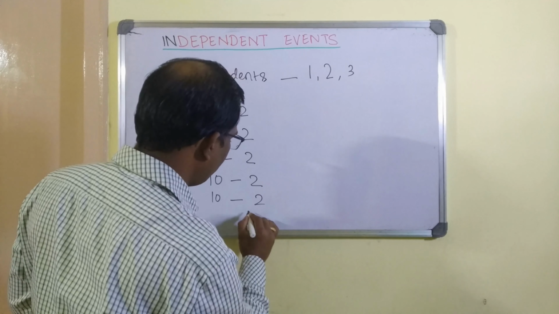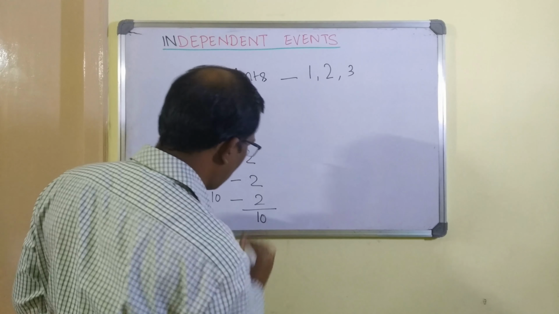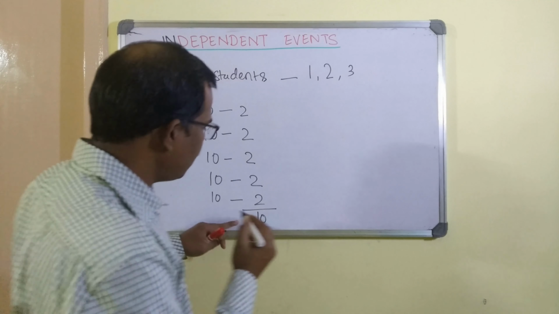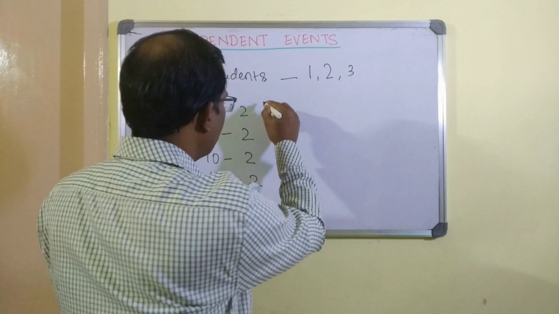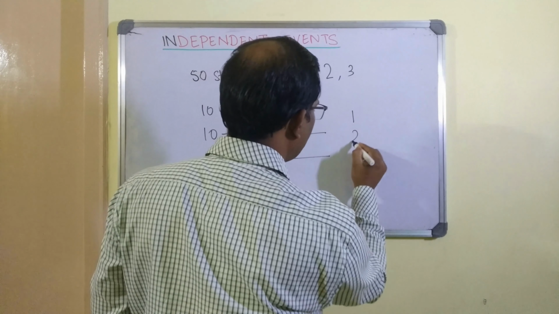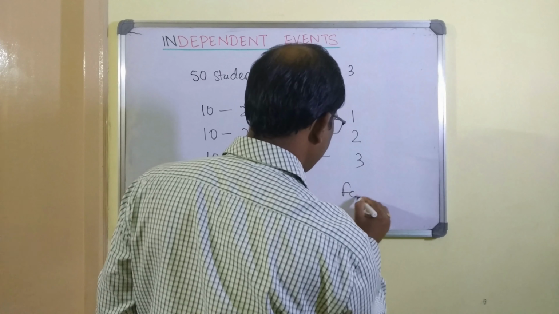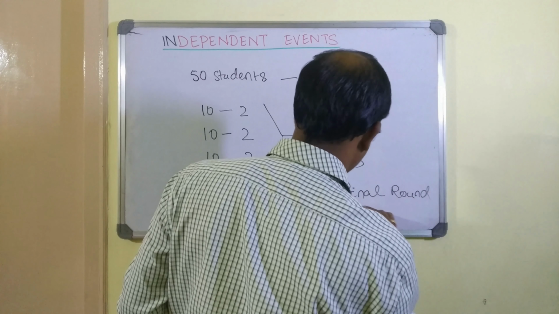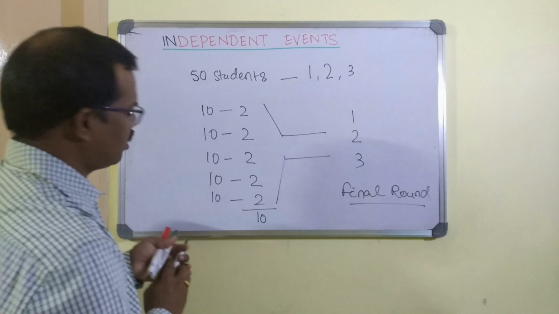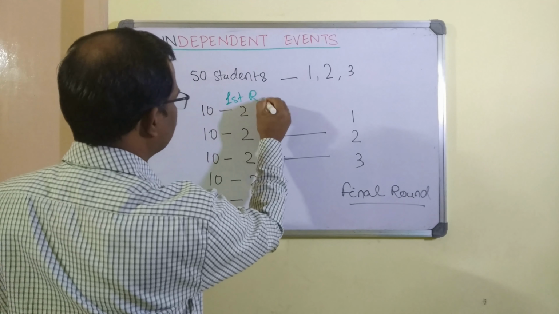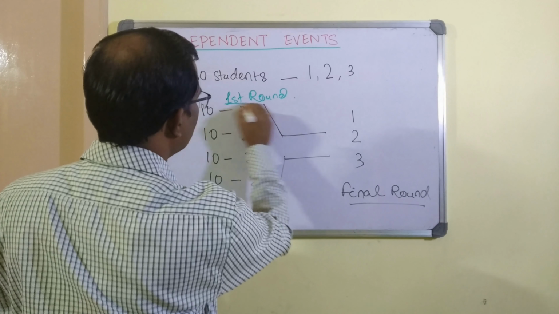So essentially you will land up with 10 top runners from the whole 50 students, and then you conduct the final round, which will essentially give you the top 3 that you need. So this is the final round, and this is your first round, right?